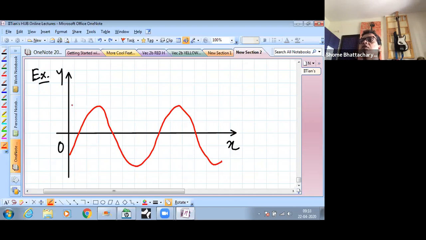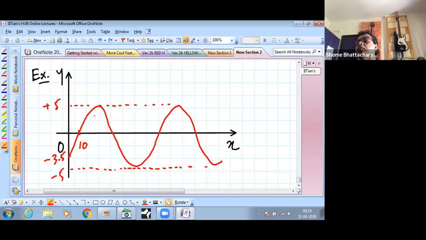Okay, so this is roughly how this looks. This is plus 5, this is minus 5, and this point here is minus 3.5, okay, like this. And also this point here, suppose it is something 10.